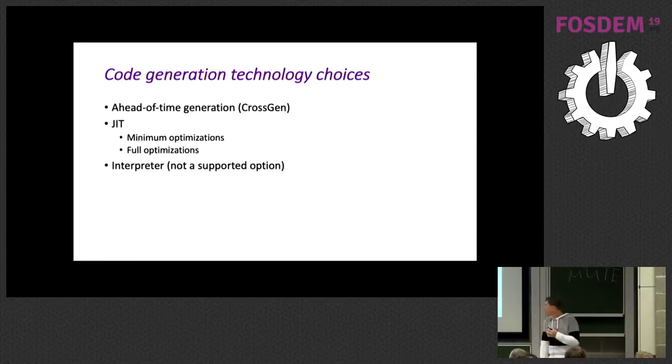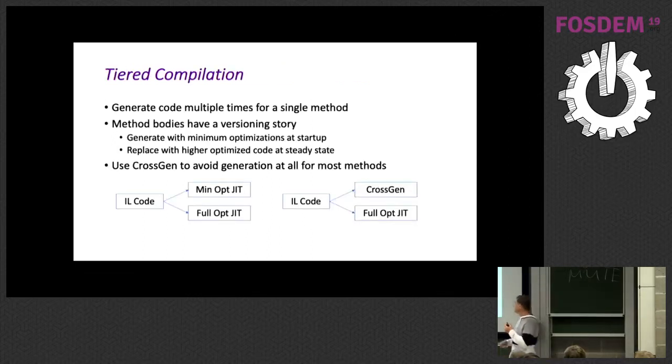So I'm not sure. None of these technologies work by itself. I guess what we can do is combine some of them together. This is what we've been working on in the last couple of years. This is what Steve mentioned in his talk, tiered codegen, that was shipped in 2.1 as a preview feature. And it's supposed to be on by default in .NET Core 3.0.